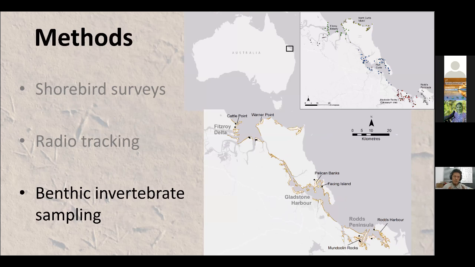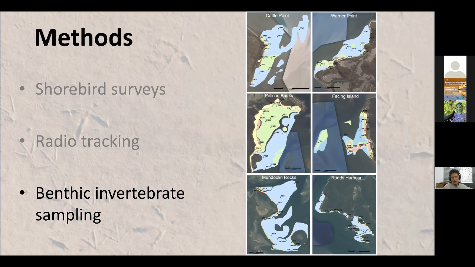Okay, the final part of the project is the benthic invertebrate sampling. We did that to estimate the so-called carrying capacity of the region. By carrying capacity, what we mean here is the number of shorebirds that the sites can potentially support during the non-breeding season. And so we collected benthic samples in 6 of the sites, 2 per subregion.